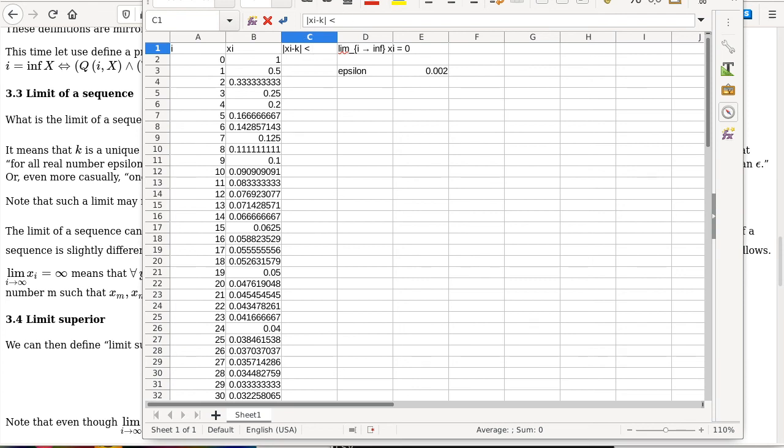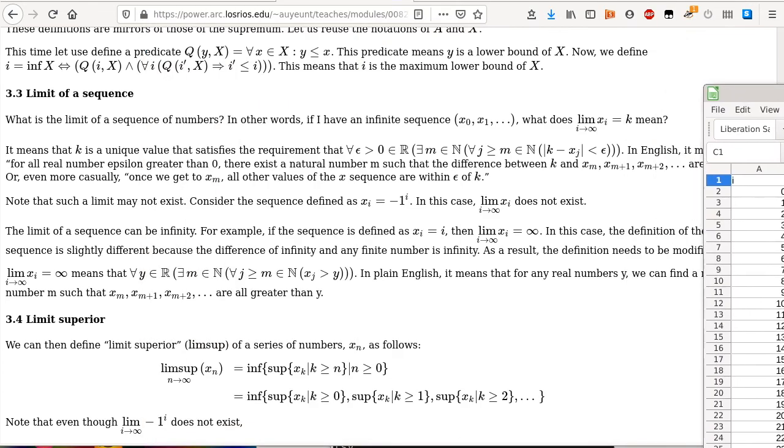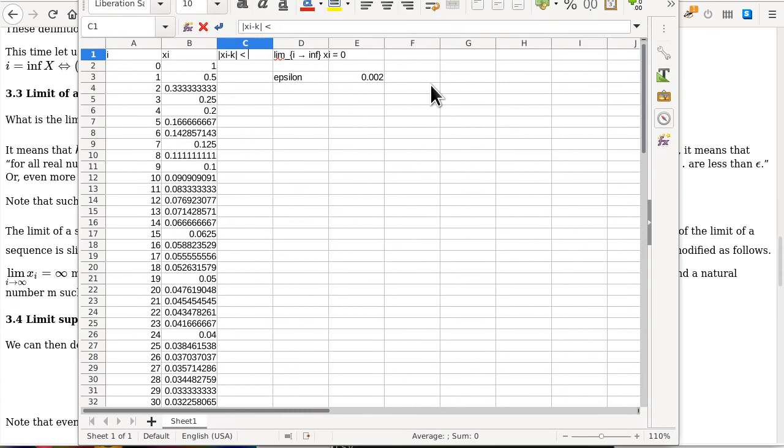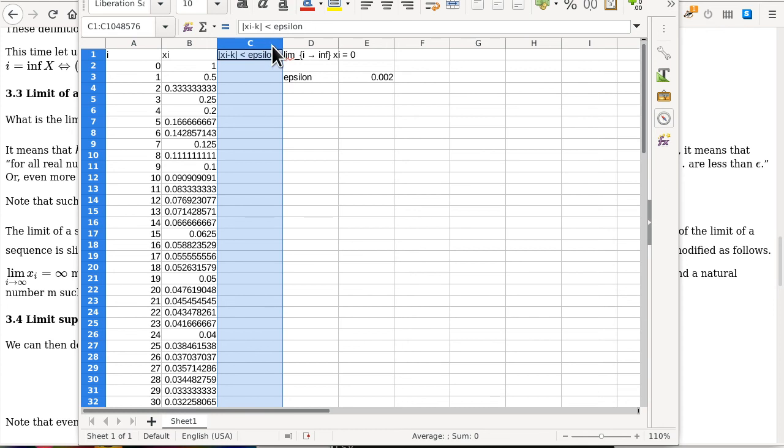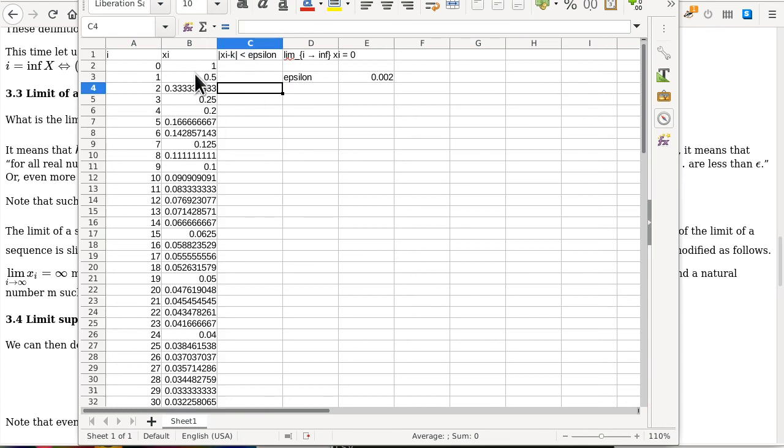Is it less than, or less than or equal to? It's less than. Okay, that's fine. Epsilon. There we go. So column C is going to be something that is either true or false. It's really just asking, is the value of column B less than epsilon away from k, which in this case is 0? So we'll go ahead and look at each one.